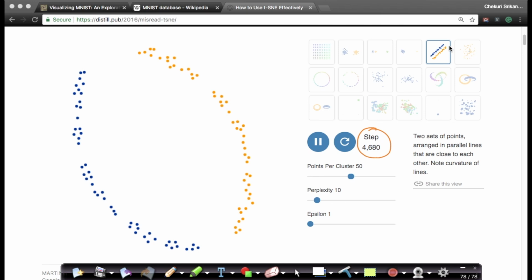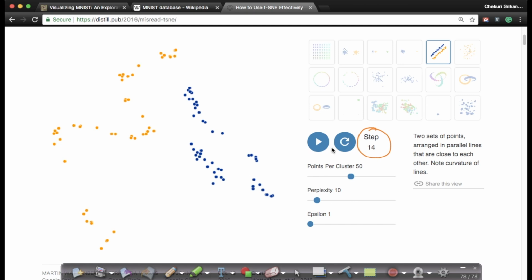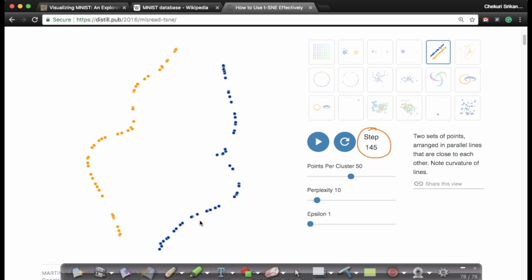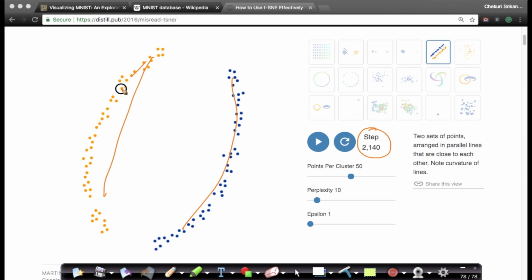My original data is two parallel lines of blue points and orange points. Now let me just see. Okay, so at iteration 14, you don't get the shape, right? If I continue, by the time I go to iteration 100, I'm getting some parallel line type structure. If I keep going on, at around iteration 2100, I get this shape, which is sort of like two parallel lines, with some arcing here, which is interesting. We'll see why that happens.